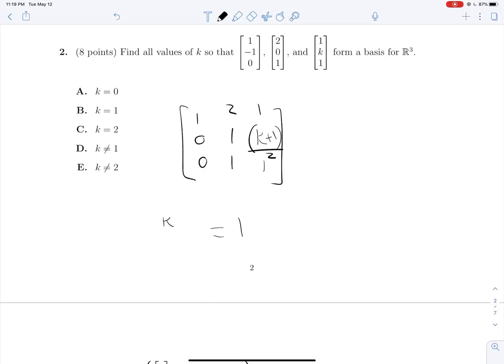So this works perfectly fine as a basis for R3 so long as you can't do this and set one row equal to 0, which only occurs when K is equal to 1. So D is our answer for number 2.